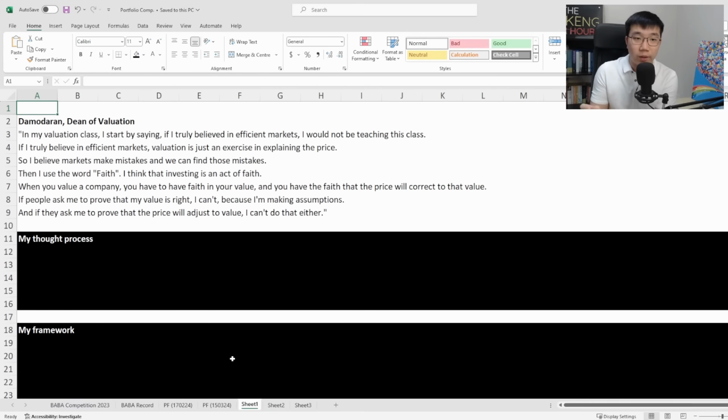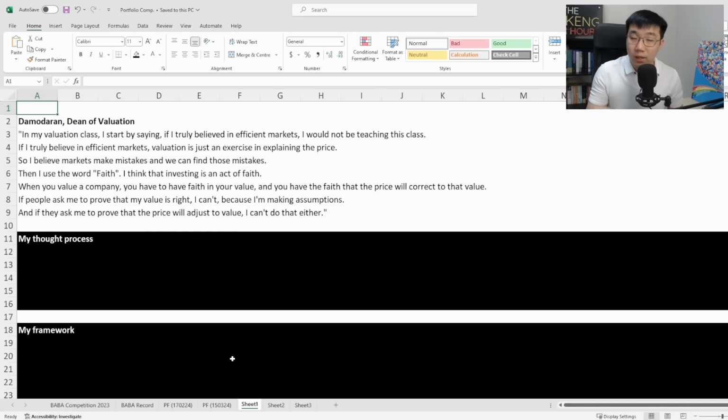Before we go into that, I just wanted to start out with a quote from Professor Damodaran, who's essentially the Dean of Valuation. And I quote, "In my valuation class, I start by saying, if I truly believed in efficient markets, I would not be teaching this class. If I truly believe in efficient markets, valuation is just an exercise in explaining the price. So I believe markets make mistakes and we can find those mistakes.